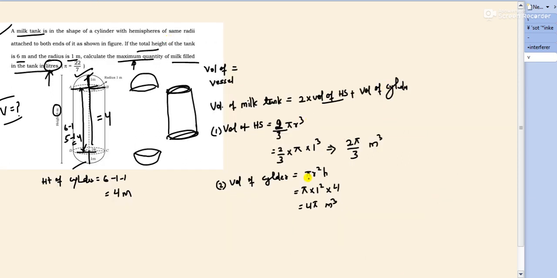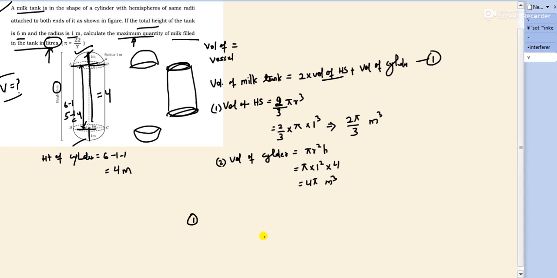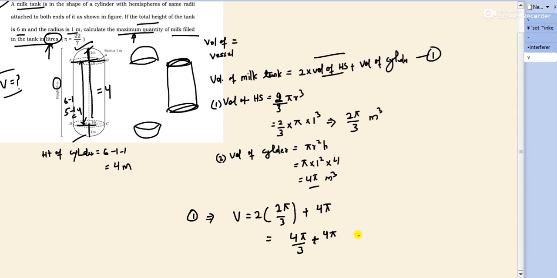Now substitute in this formula. So this is, imagine, equation number 1. So equation 1 becomes what? The volume is equal to 2 into, what is this, volume of hemisphere? We have got it as 2 pi by 3, plus volume of cylinder is how much? 4 pi. So this becomes 2 into 2 pi by 3 plus 4 pi. So now you can take 4 pi common, correct? 4 pi is common. So here you will get 1 by 3 plus 1, isn't it?